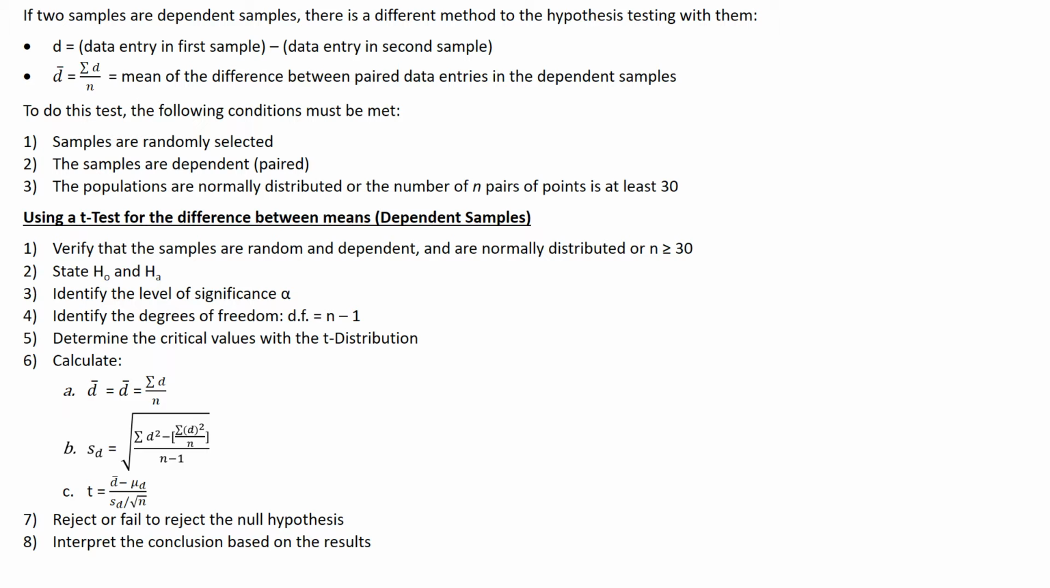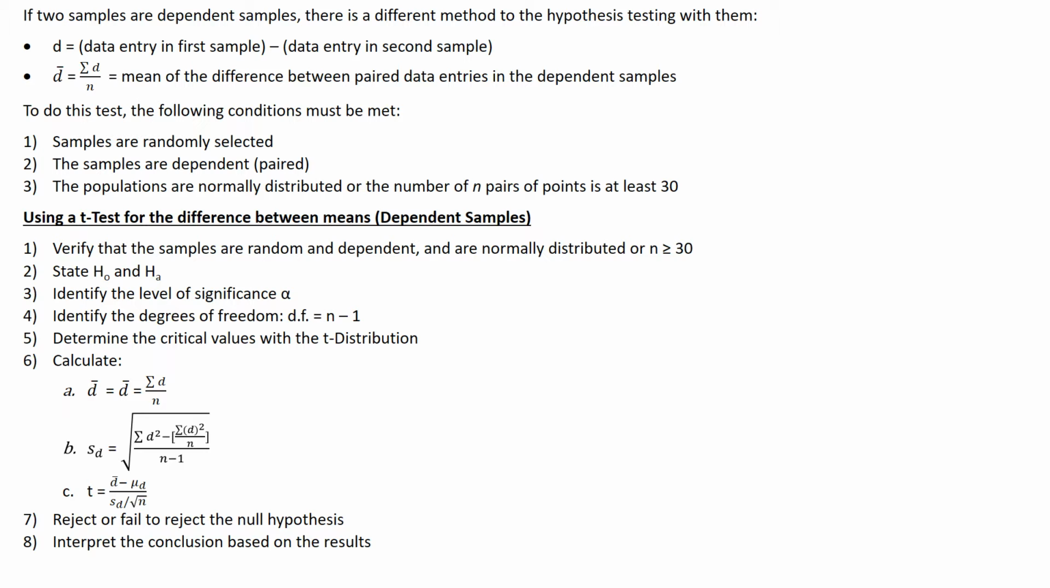We have a before and after. And we assume the populations are normally distributed, or the n pair of points is at least 30. What I mean by that is it's not 30 points, like 15 people before and after. It's actually 30 individual people before and after.